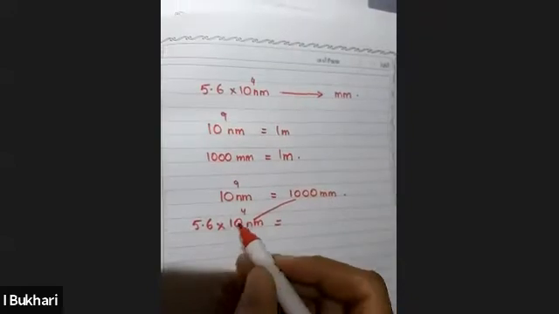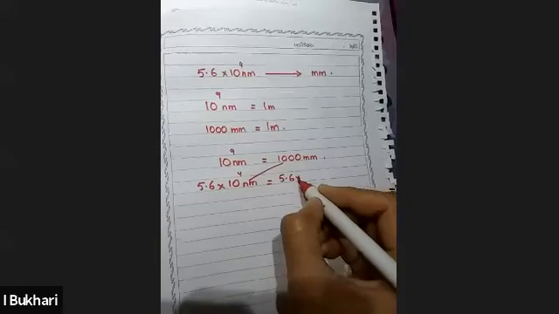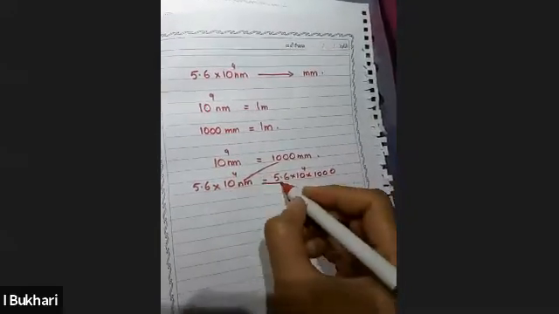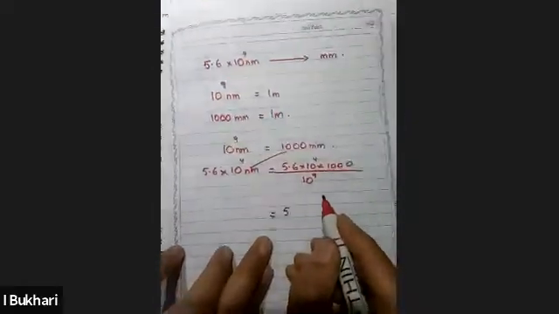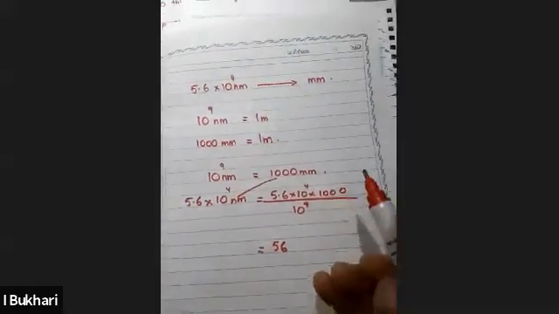Okay, so 5.6 into 10 to the power 4 multiplied by 1000, right? 5.6 into 10 to the power 4 into 1000, and then divided by 10 to the power 9. So now how will I go about doing this? It will be 56,000. How did you figure that out? No, not 56,000. I thought it was only 10. Okay, so let's open this up. Sidra wants to open it up. Okay, you go ahead, do it.